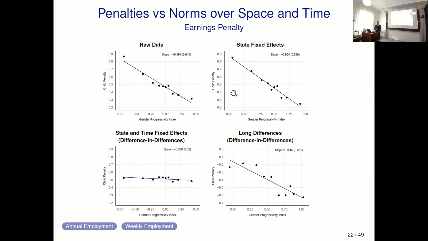So that's consistent with an impact of social norms and culture, but I still have more work to do in terms of really trying to tease that apart from other things that have been changing over time within these different states. Okay, so that's this simple approach implemented on the US.